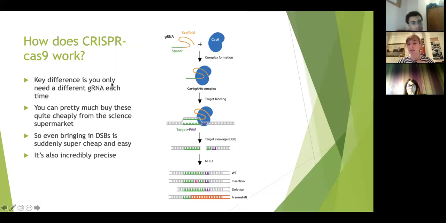And the big reason this revolutionized science is that it's so cheap and easy that anyone with a standard molecular biology lab could pick it up and then use those techniques.